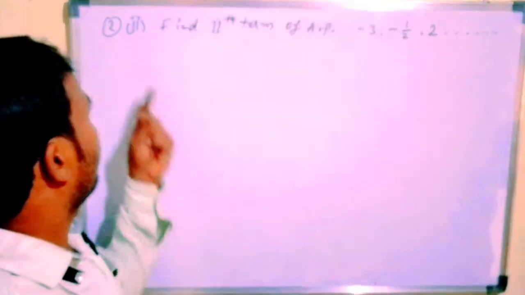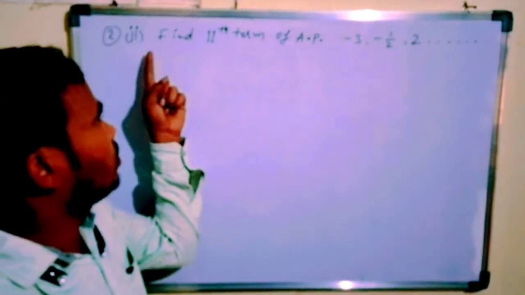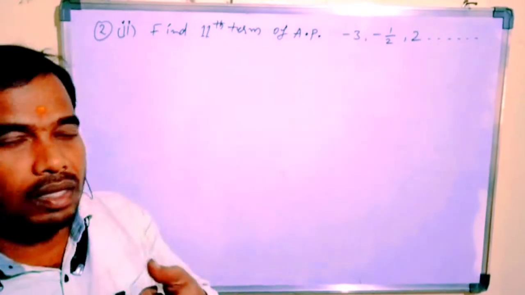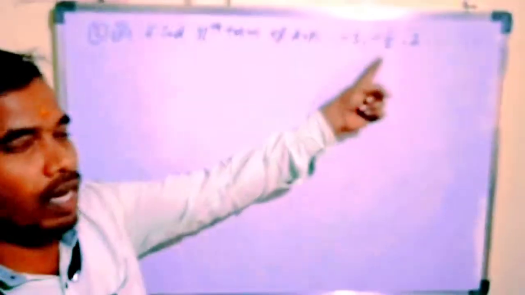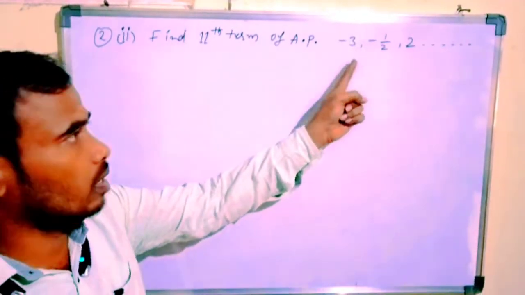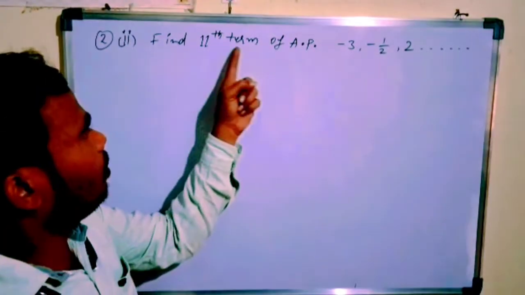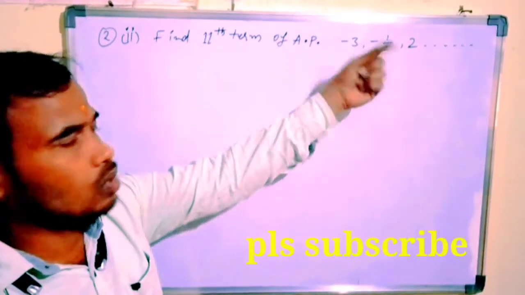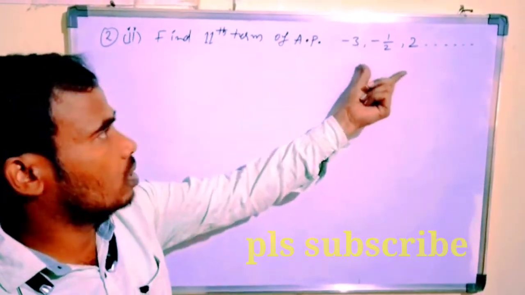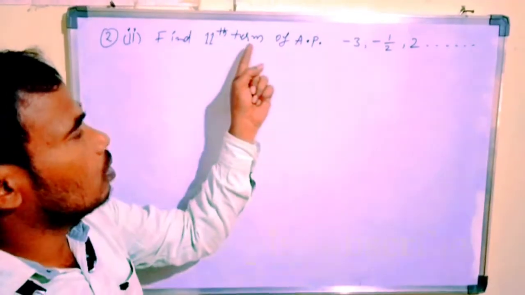Now the second bit, second question. The first question was easy. In the second question a fraction number is there, that's why I'm explaining the second question. Find the 11th term of the arithmetic progression. This series is an arithmetic progression already, and the question asks for the 11th term.